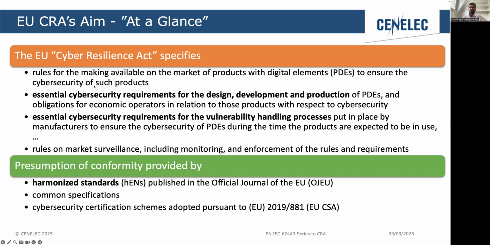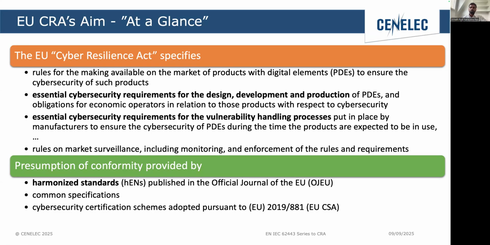The outcome of the specification is going to be the harmonized standards, which will be published in the Official Journal of the EU. Manufacturers will refer to these harmonized standards and will presume that the product conforms. That's the idea. It also has other schemes like CSA activities, which are involved in this presumption of conformity.